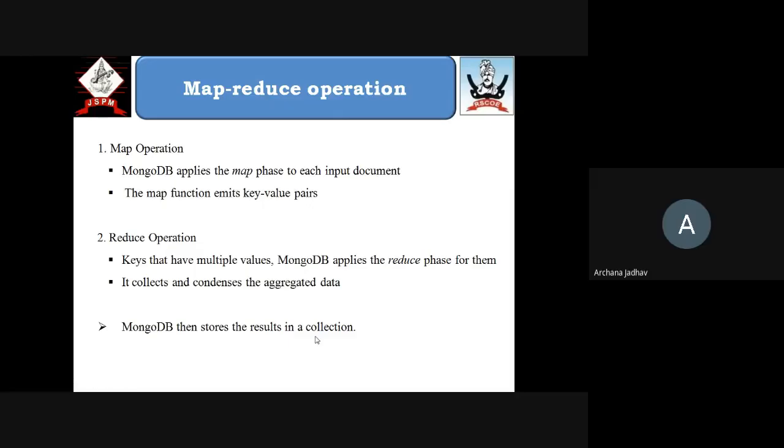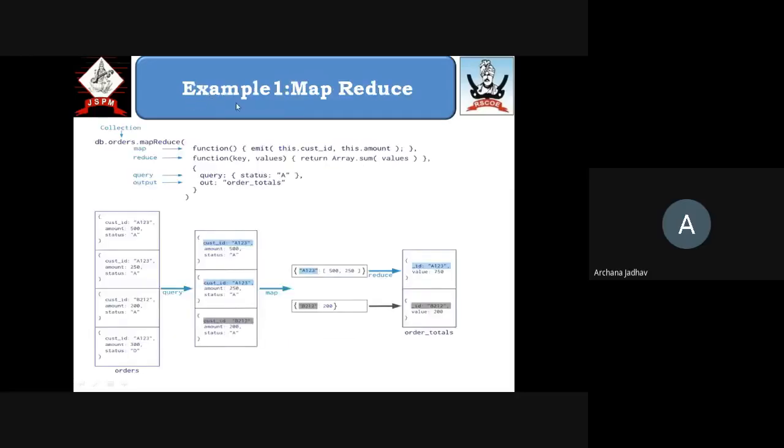Now, the next part is we will see one example related to MapReduce. This is the syntax for writing MapReduce in MongoDB. Here, the syntax is db.orders.mapReduce. Here, orders is a collection which is present in your MongoDB database. In this MapReduce function, the first part is the map function. Now see what this function is emitting. It is emitting the customer ID and amount.